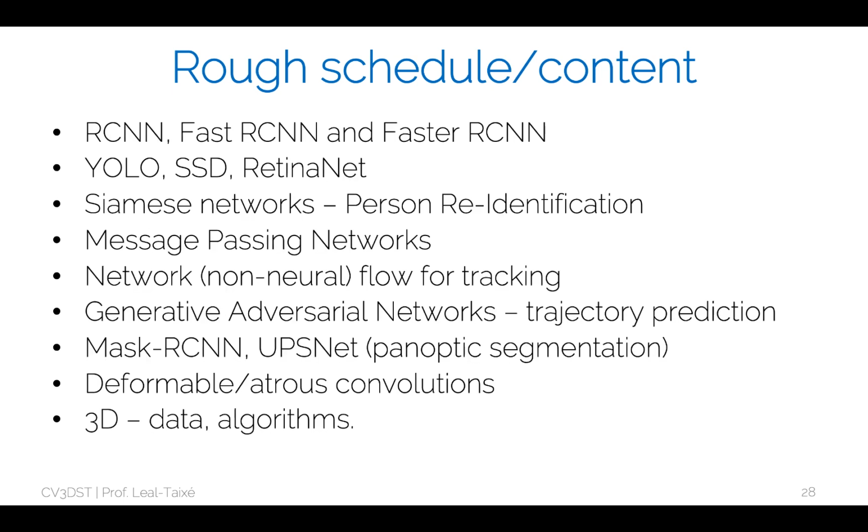is done there. So we will cover famous architectures that you have all probably heard about. FastRCNN, YOLO, RetinaNet. We're going to cover person re-identification through Siamese networks, quite a lot of graph neural networks in the form of message passing networks, and also generative adversarial networks for trajectory prediction, and finally move to the mask segmentation domain with Mask-RCNN, OSVOS, introducing also techniques like deformable convolutions, and finally go to the 3D domain.